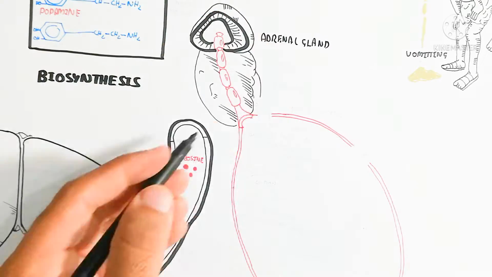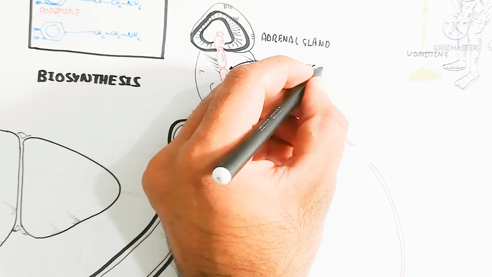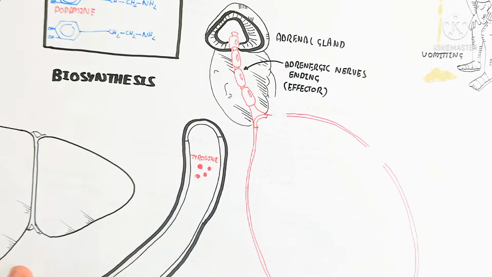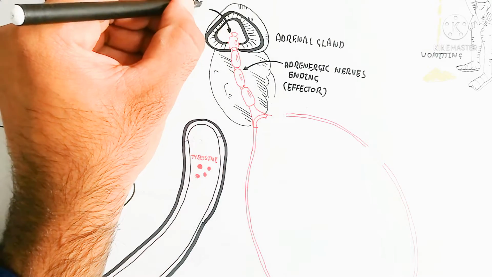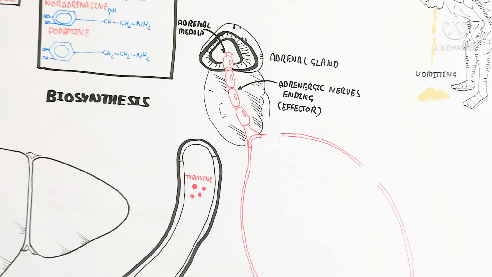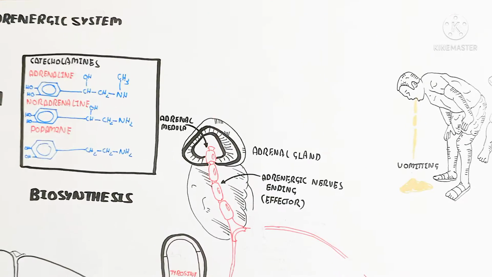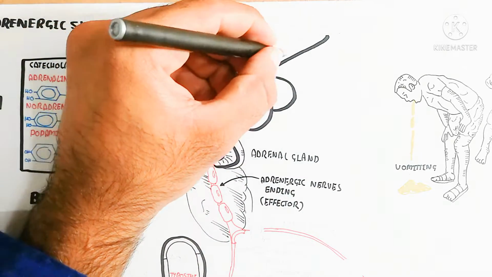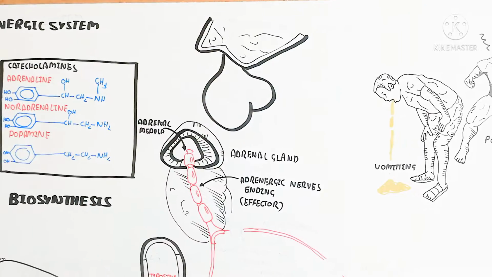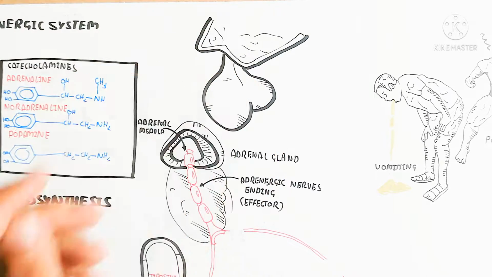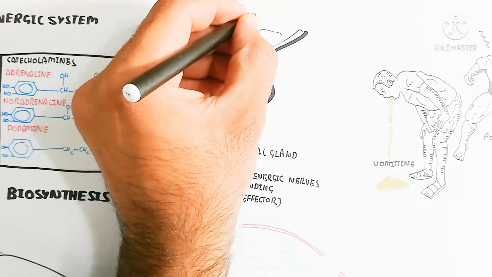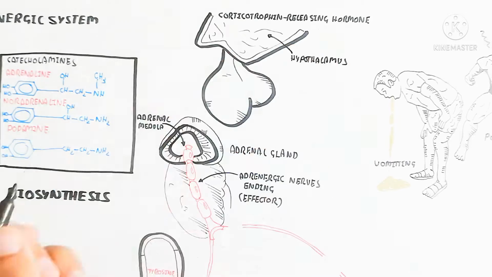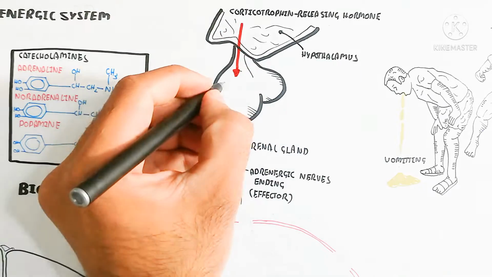First of all, here is the adrenergic nerve ending, known as the effector. Corticotrophin releasing hormone is released from the hypothalamus, and it triggers the adrenocorticotropic hormone. This adrenocorticotropic hormone is released from the anterior pituitary gland, also known as the adenohypophysis, while the posterior is known as the neurohypophysis.